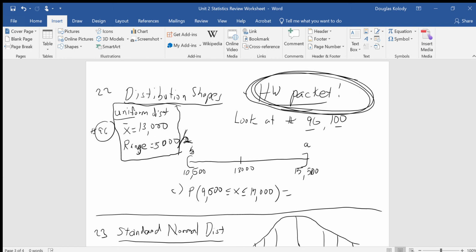What if you have a uniform distribution and the mean is 13,000 and the range is 5,000? So look what I did. I put 13,000 in the middle of this picture and then I split the range in half. Why? Because if the total range is 5,000, that means half of the range is to the right of 13,000 and half to the left. So plus 2,500 and minus 2,500.